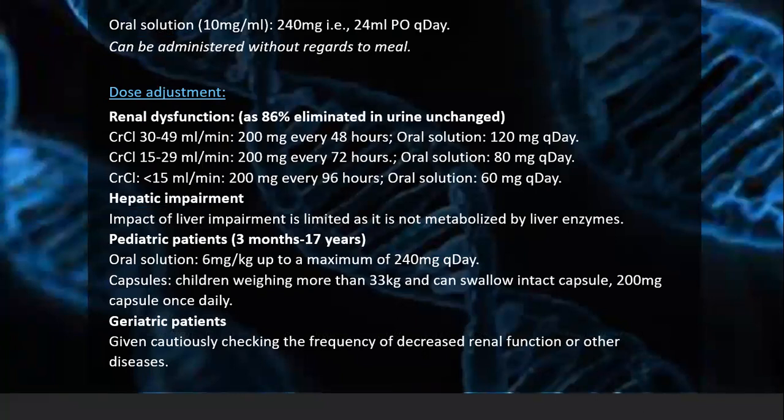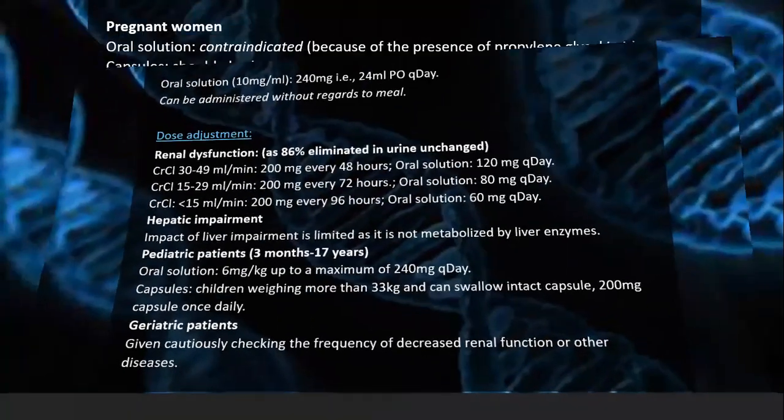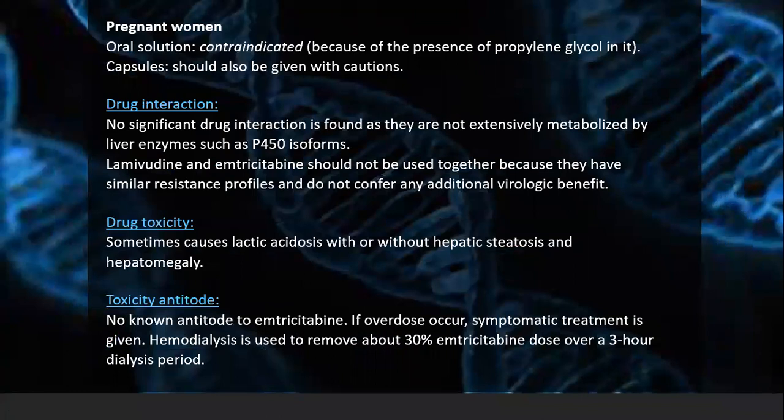The capsule can be given if the child weighs more than 33 kg and can swallow an intact capsule, then a 200 mg capsule can be given once daily. For geriatric patients, it can be given but with caution, checking for decreased renal function or other diseases. In pregnant women, the oral solution is contraindicated because of the presence of propylene glycol in it, which is harmful for a pregnant lady. The capsule can be given but with caution.